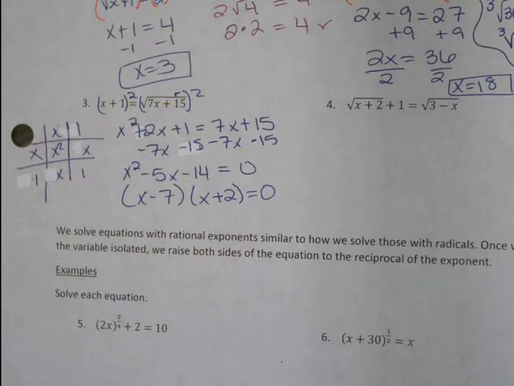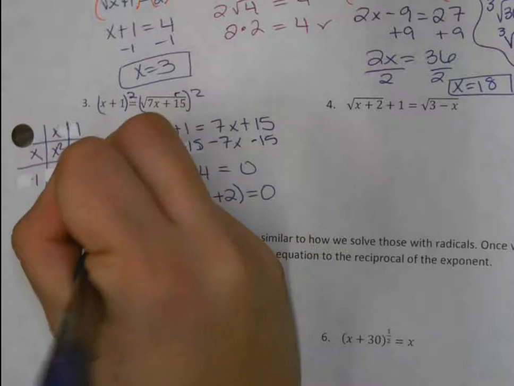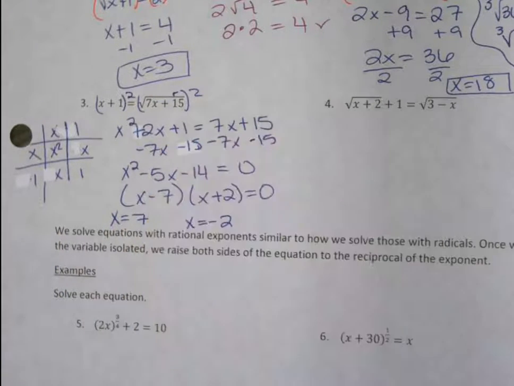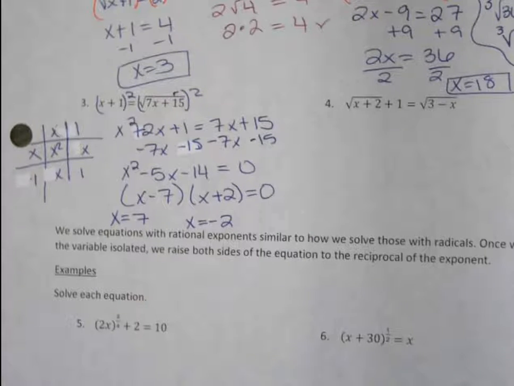Okay, questions on how I got -7 and 2. So -7 times +2 gave me -14, and -7 plus 2 gives me -5 in the middle. So x equals -2, x equals 7. Questions on how Ambria got those two numbers? Okay. So questions so far? No, I need you to ask me the questions now.